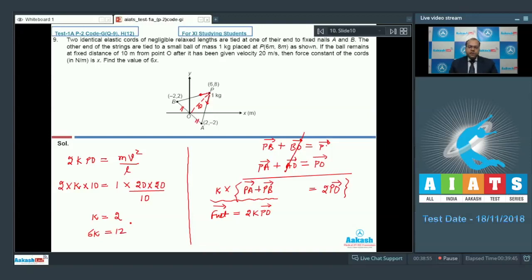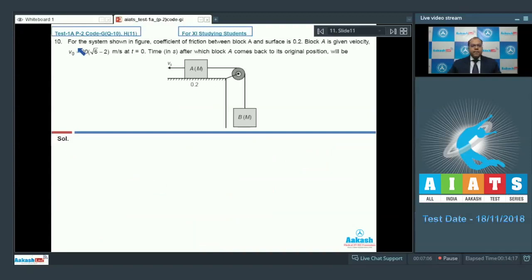Let's move to question number 10. In question number 10, for the system shown in figure, coefficient of friction between block A and surface is 0.2. Block A is given velocity V0 is equal to 90 under root 6 minus 2 meter per second at t equal to 0. Time in second after which block A comes back to its original position will be.